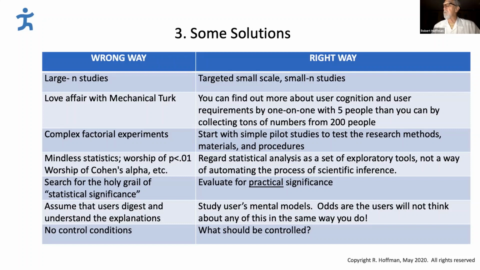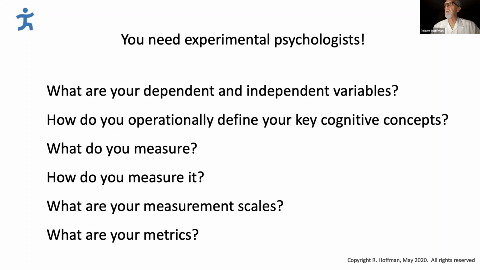And the assumption that the users digest and understand the explanations is the wrong way to do it. You need to study users' mental models. Odds are that users will not think about any of this in the same way that you do. And another wrong way: inadequate understanding of the need for control conditions in the experiments. So you need experimental psychologists.